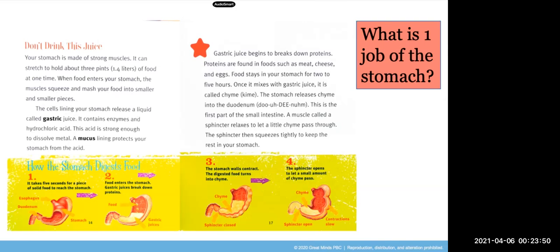Gastric juice begins to break down proteins. Proteins are found in foods such as meat, cheese, and eggs. Food stays in your stomach for 2 to 5 hours. Once it mixes with gastric juice, it is called chyme. The stomach releases chyme into the duodenum. This is the first part of the small intestine.